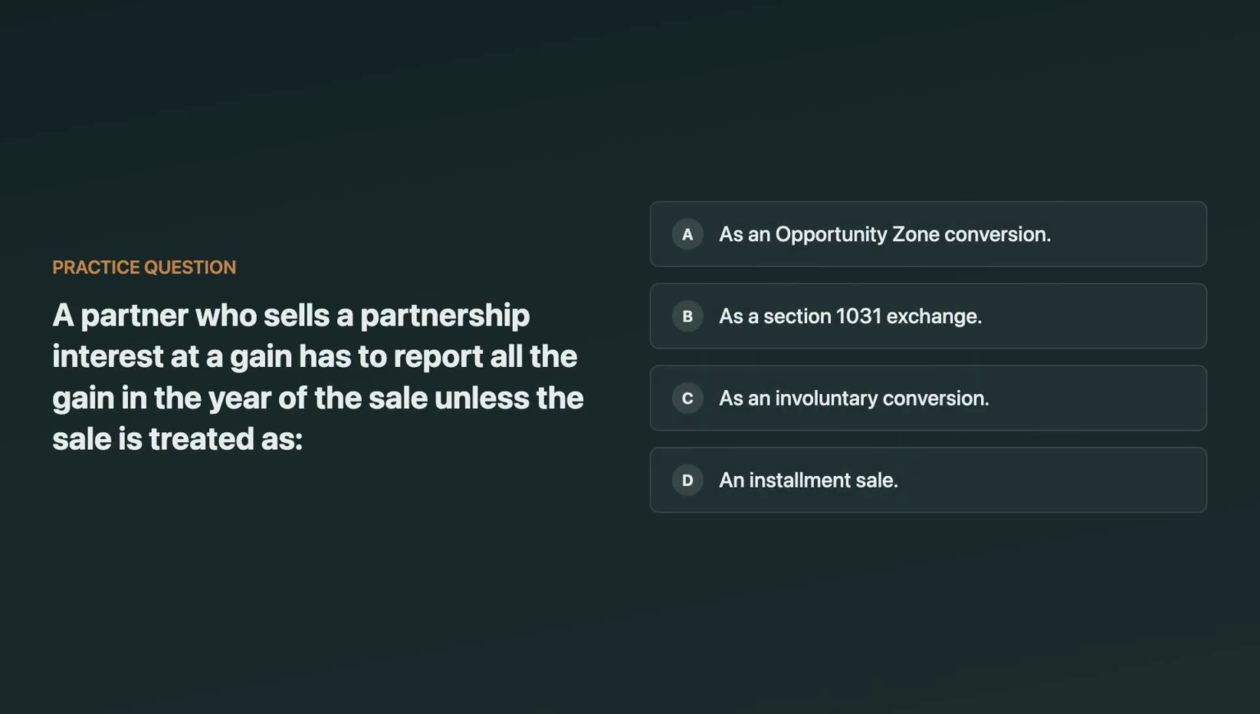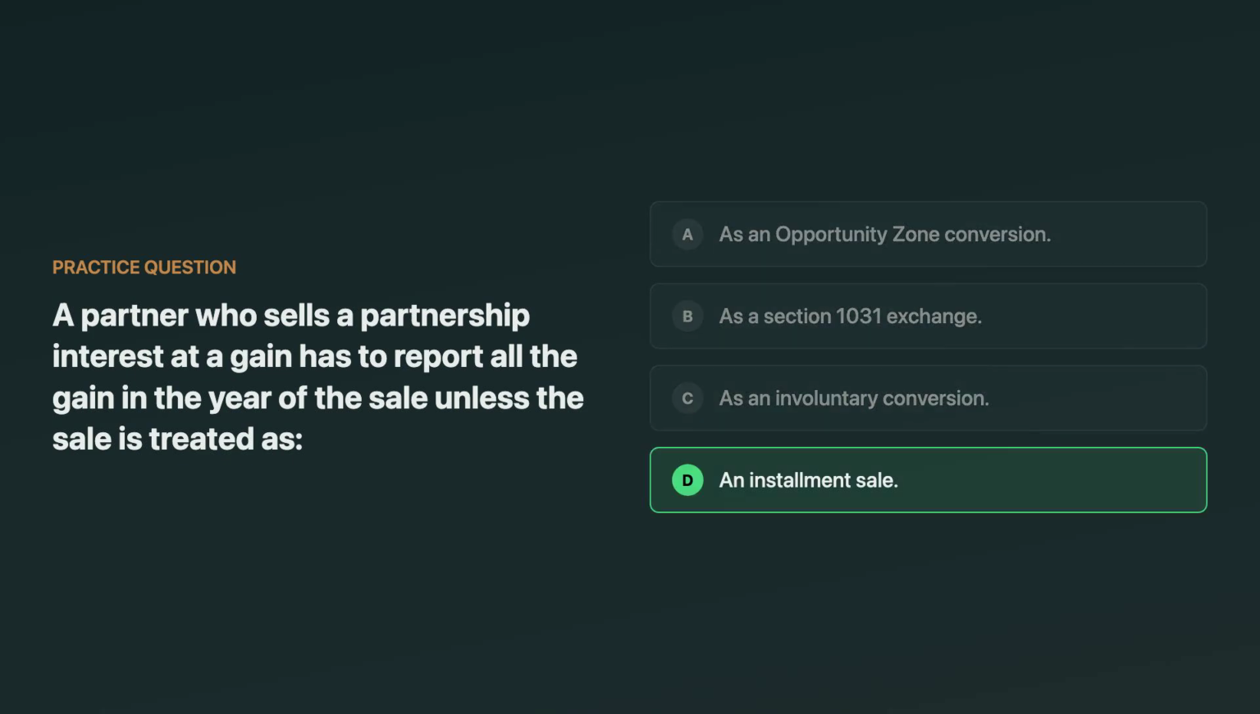A partner sells a partnership interest at a gain. They generally report all the gain in the year of sale unless the sale is treated as something special. The options include an opportunity zone conversion, a Section 1031 exchange, an involuntary conversion, or an installment sale. Which one allows spreading the gain over time? Think about it.